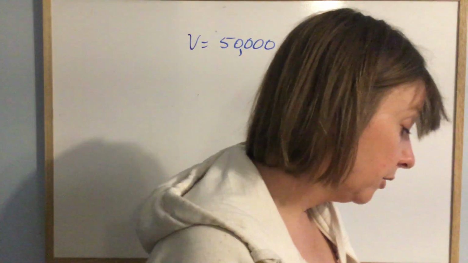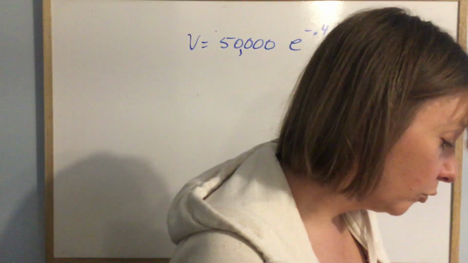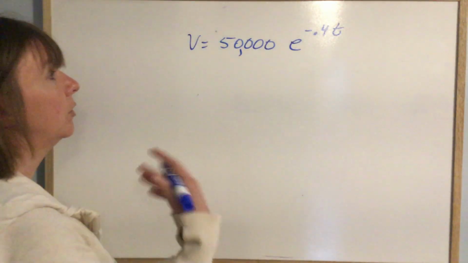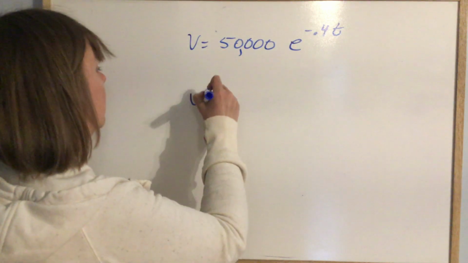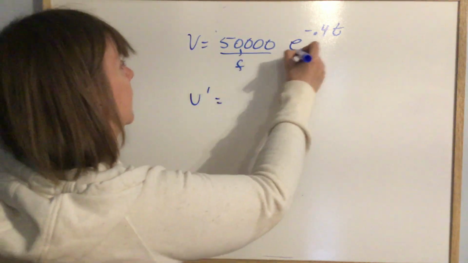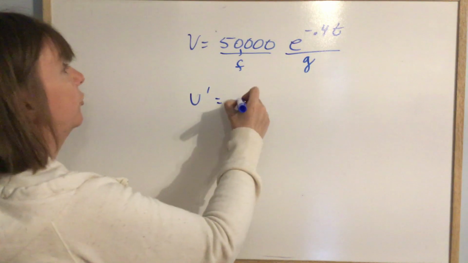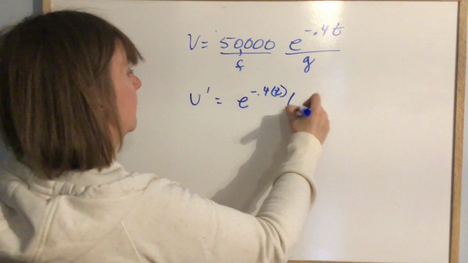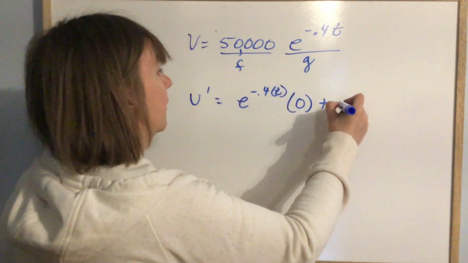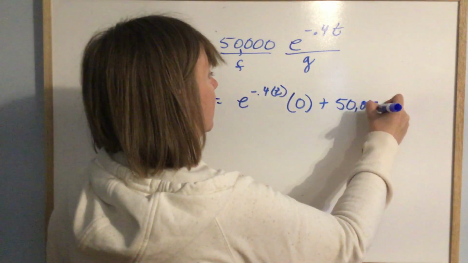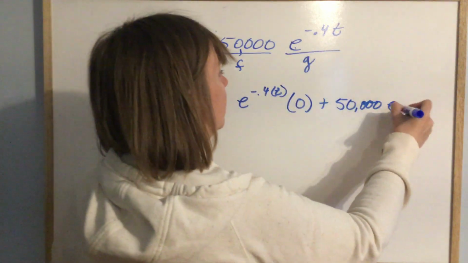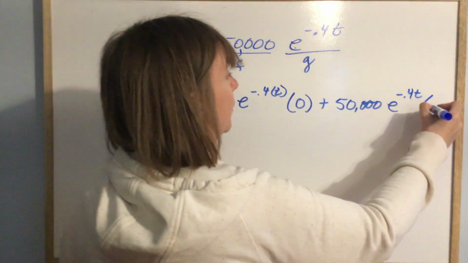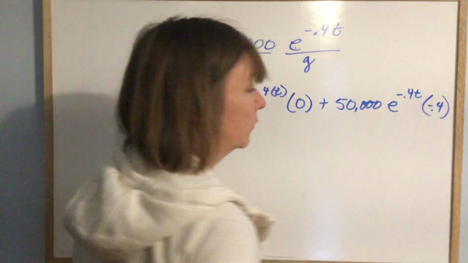So the person asked me for part B: what is the rate of change of the value after 5 years and 10 years? When you see rate of change, think derivative. Here would be F, here would be G. So it's G F prime plus F G prime. The derivative of e to the negative 0.4t is e to the negative 0.4t, and the derivative of negative 0.4t is negative 0.4.